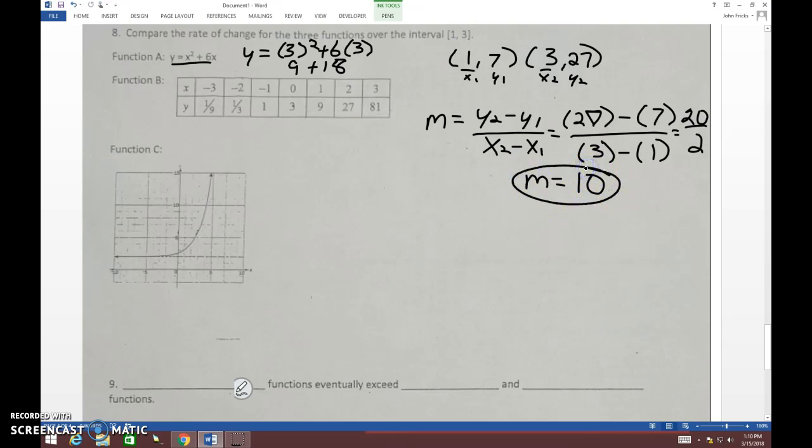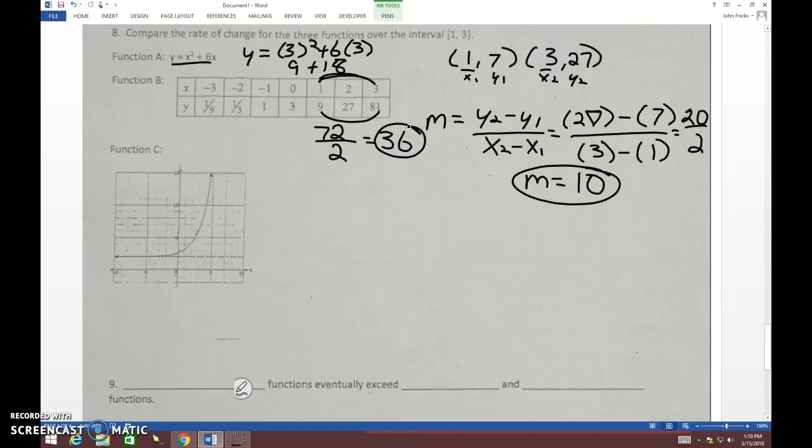Now, there was a good bit of work for that particular problem, but the rest of them are a piece of cake, I promise. All right, so next we're going to do the table. For the table, we go from 1 to 3, which means we're going to use 9 and 81. So in this one, we need to subtract 9 from 81. So 81 minus 9, that's going to give us 72. So we'll have 72 on top. And then on the bottom here, we're going to have 3 minus 1, which is going to give us 2. So 72 divided by 2 will give us an answer of 36. So that one was a lot easier.